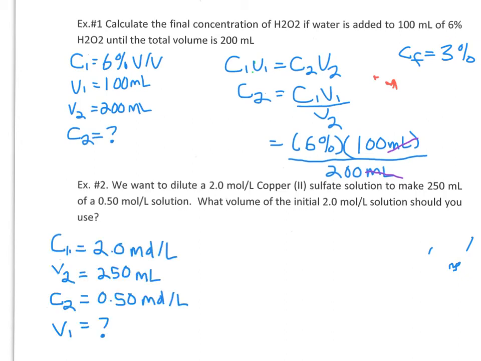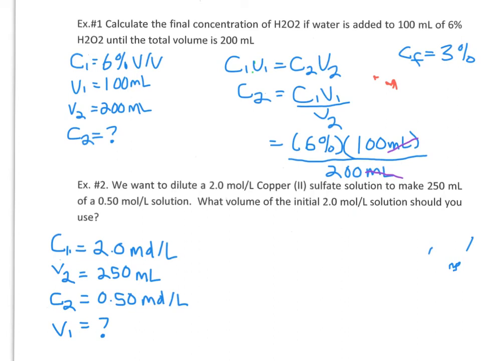Our givens: we are starting with a 2.0 mole per liter solution, so our initial concentration is 2.0. We want to make 250 mL, so that becomes our V2, our final volume. And we want to make a 0.5 mole per liter solution, so that becomes our C2, the concentration of our final solution. And we are looking for the initial volume.